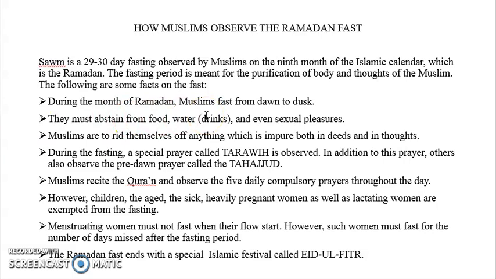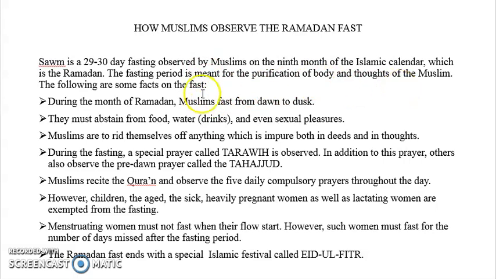Here simply puts how Muslims observe the Ramadan fast. Now we all know that the fast is a 29 to 30-day fasting observed by Muslims in the 9th month of the Islamic calendar, which is Ramadan. The fasting period is meant for purification of the body and thoughts of the Muslim. So let's go through some of the points which are valid when Muslims are observing the fast.